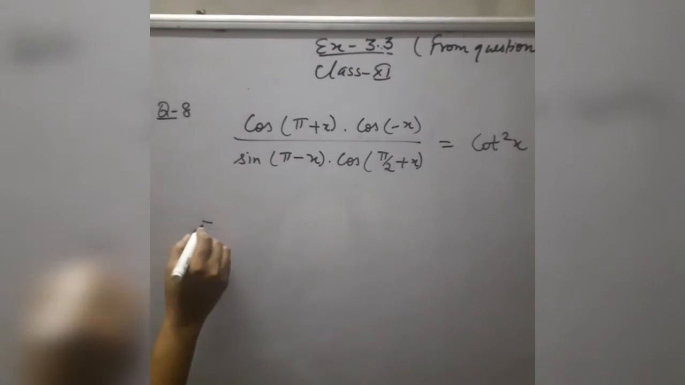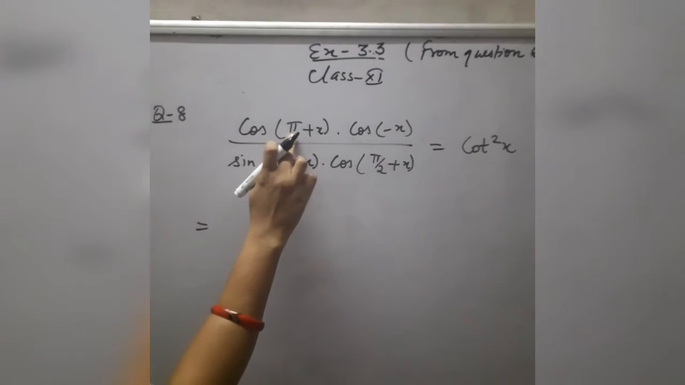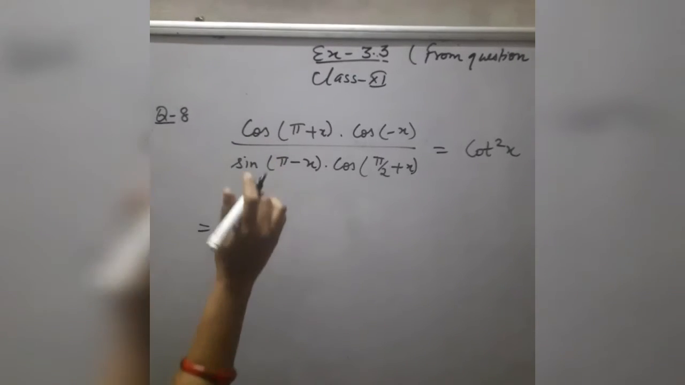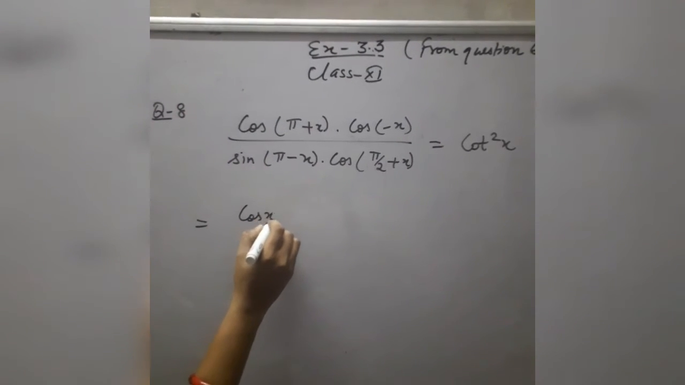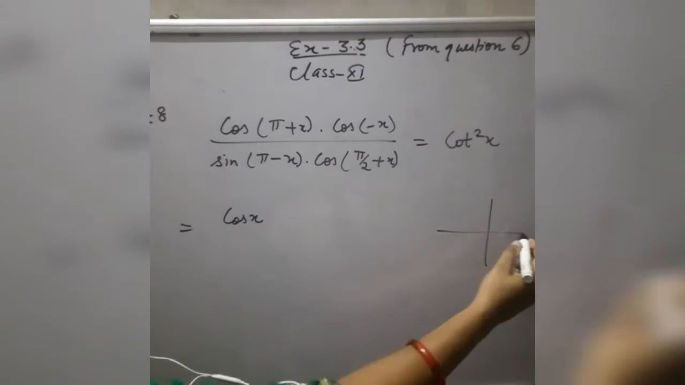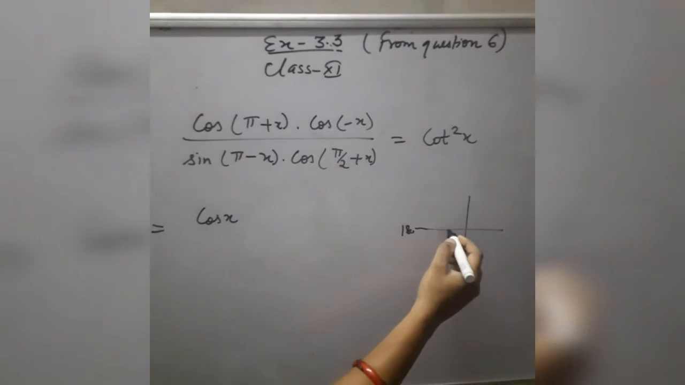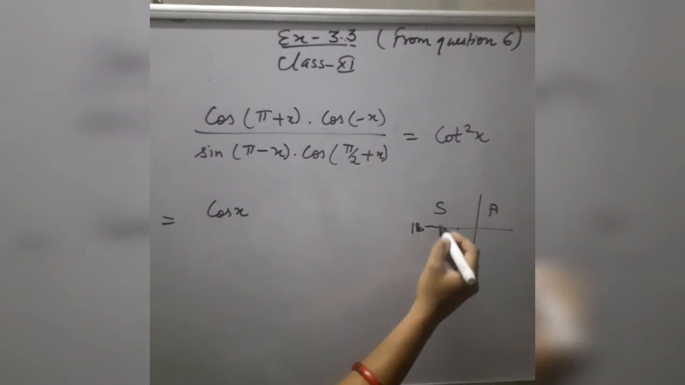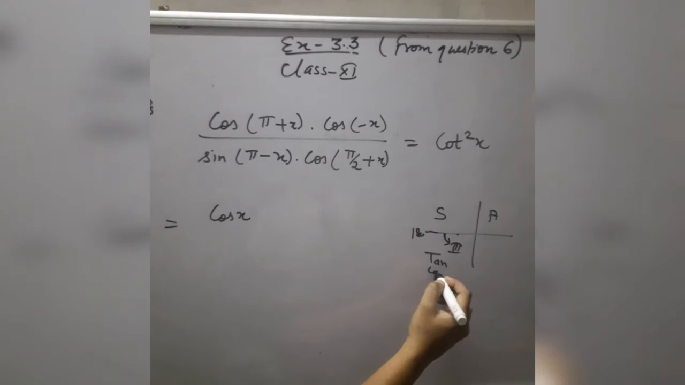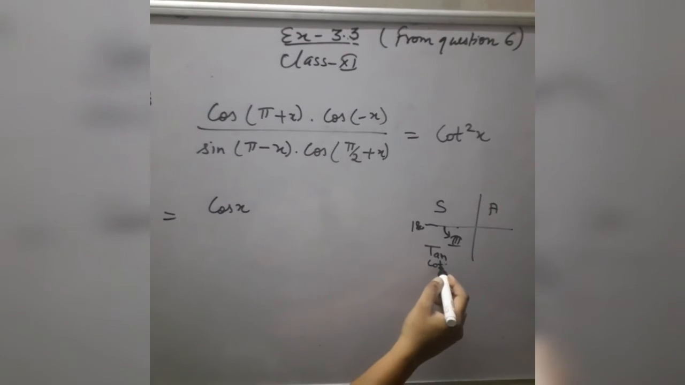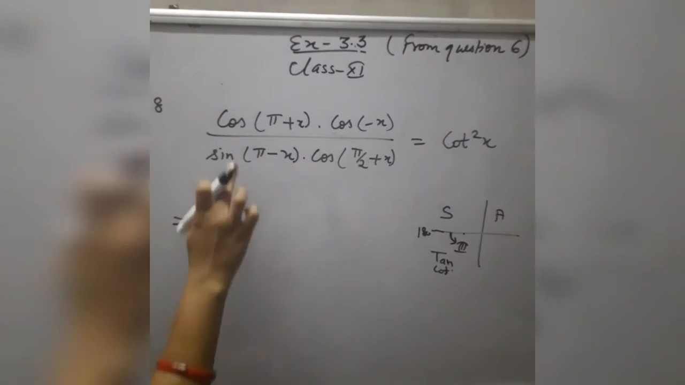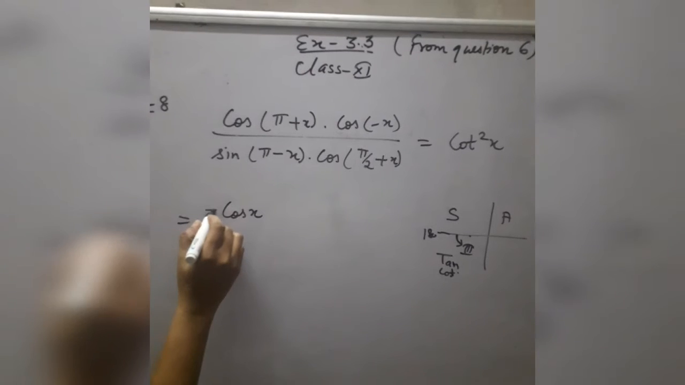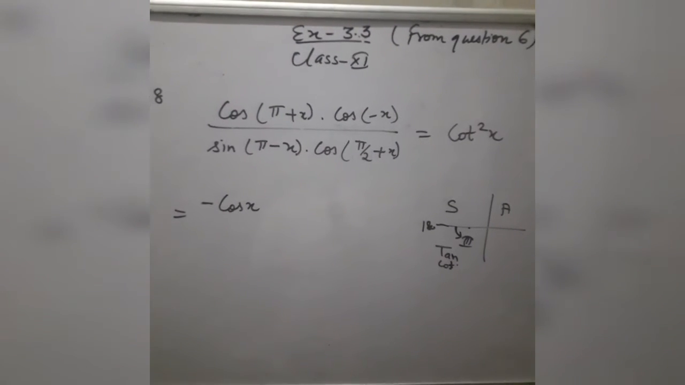Now cos(pi plus x), pi means 180. In case of 180, cos will remain as it is, cos x. Now 180 plus something means third quadrant. In third quadrant, tan and reciprocal of tan, that means cot, are positive, so cos will be negative. So cos(pi plus x) is equal to minus cos x.